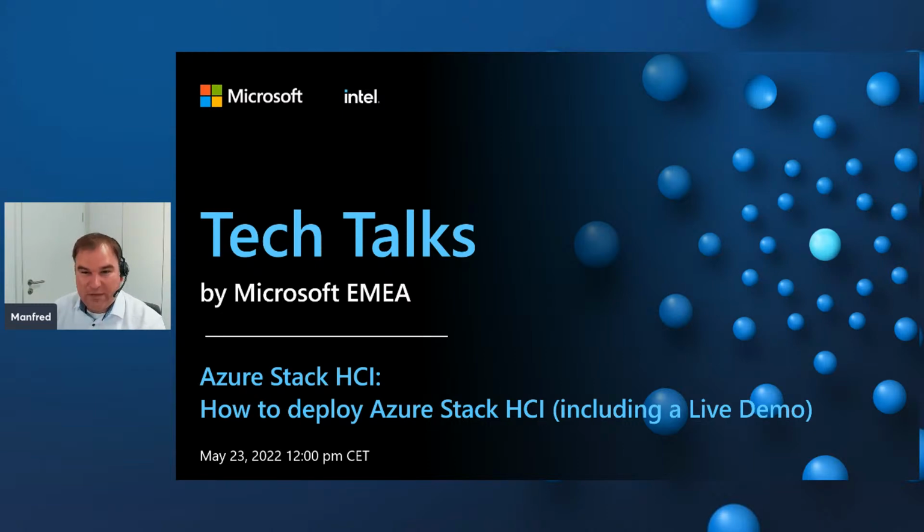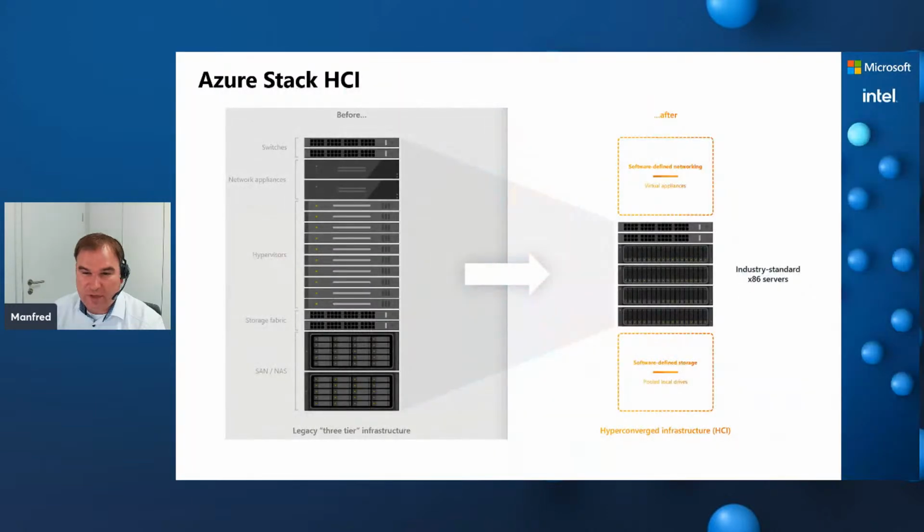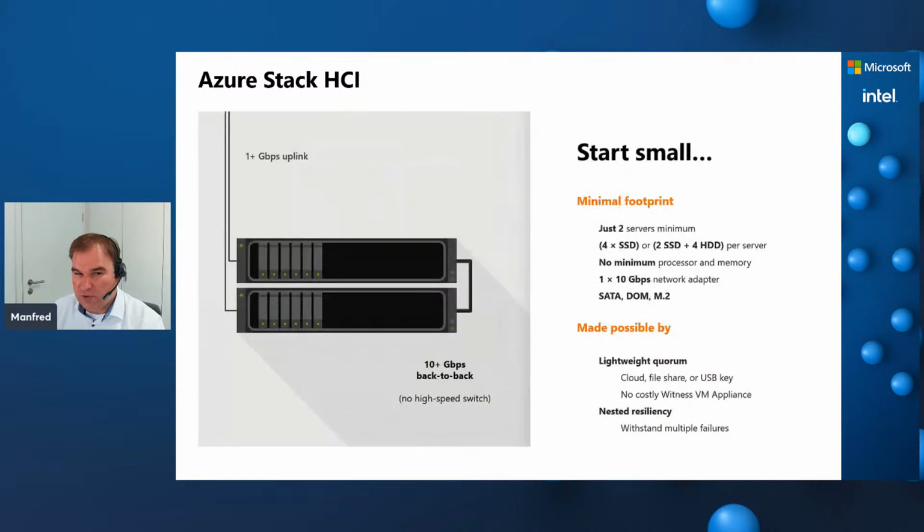And if you attended the Tech Talks from last week, you are already familiar with the Azure Stack HCI basics, because Azure Stack HCI is a hyperconverged infrastructure operating system. And Azure Stack HCI supports the scalability from 2 nodes to up to 16 nodes in a cluster. We want to deploy a 2-node cluster configuration today. So we want to deploy the minimum configuration for Azure Stack HCI.